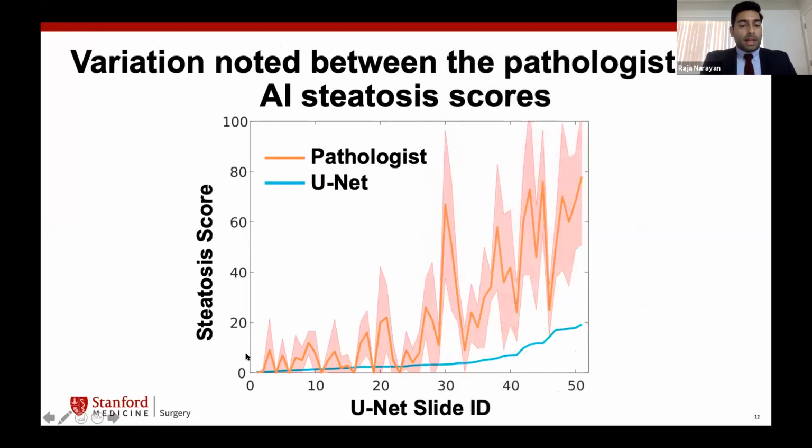We then plotted the slides here on the x-axis by increasing UNet steatosis score going from left to right, also charted here in blue. And we also scored the steatosis here on the y-axis going bottom to top, and we also compared this to the pathologist steatosis scores here in orange. And as you can see, after the steatosis score was assigned greater than 20%, there could be as much as a 4-fold difference between the UNet steatosis score and the pathologist steatosis score.